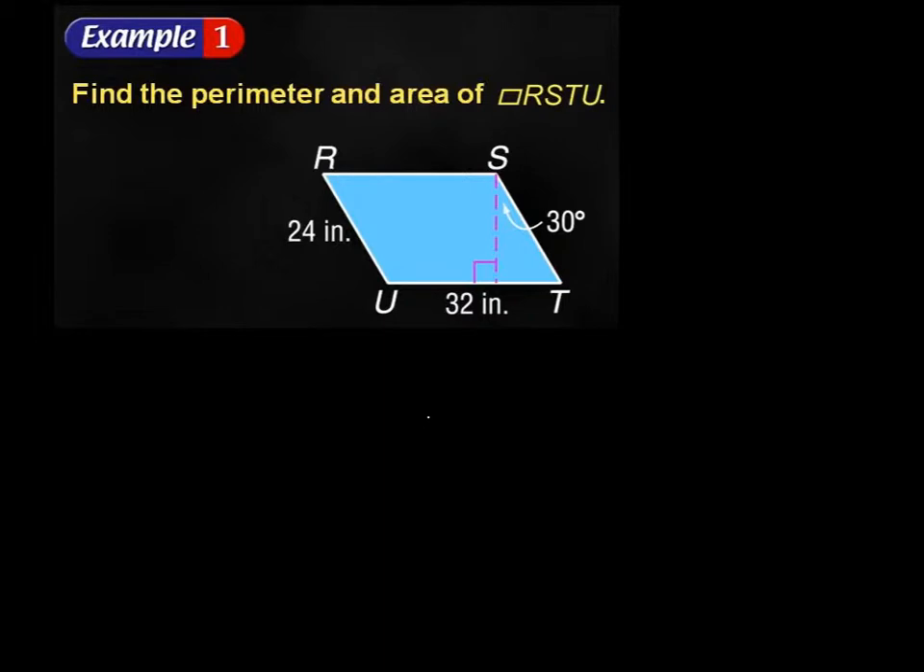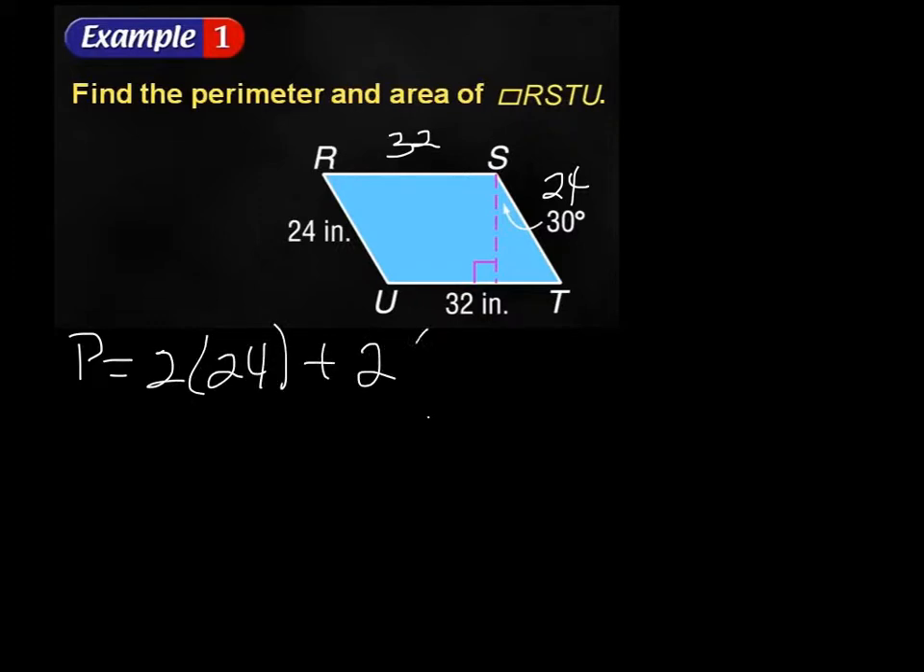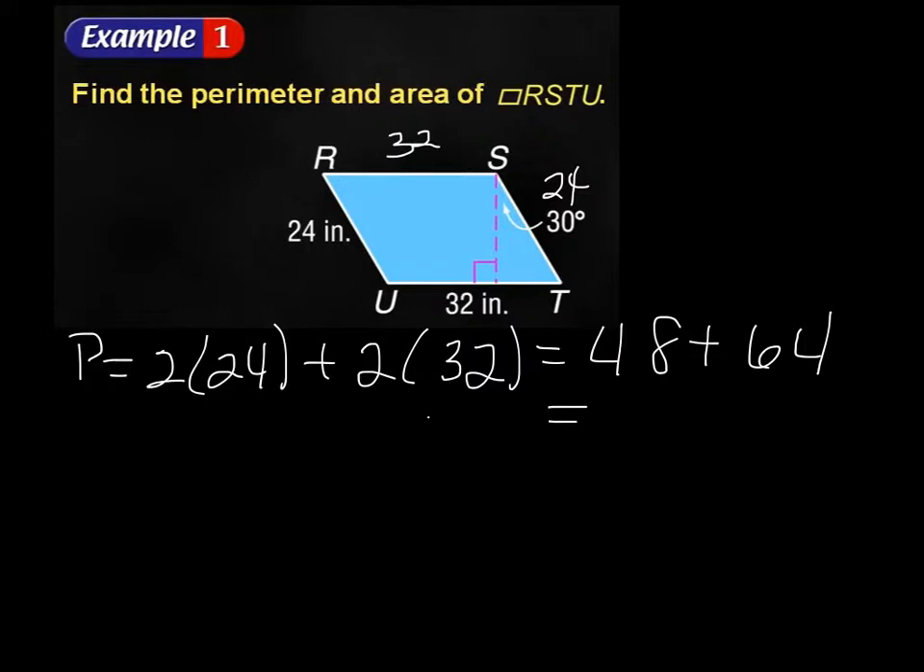To find the perimeter, we know that opposite sides of a parallelogram are congruent, so the base is 32, the bottom is 32, the top is 32, and 24 and 24. So perimeter is just going to be 2 times 24 plus 2 times 32. So 48 plus 64 is 112, in inches.